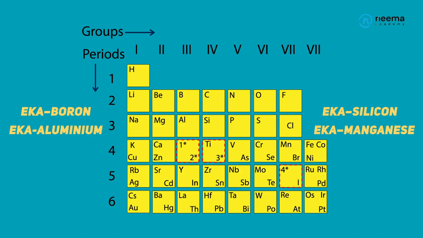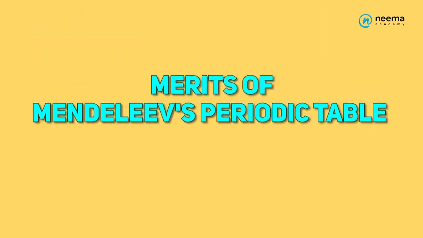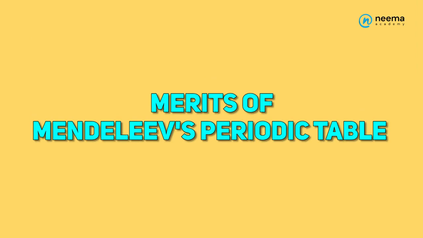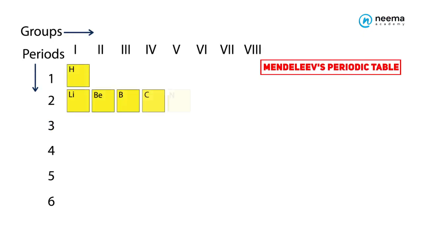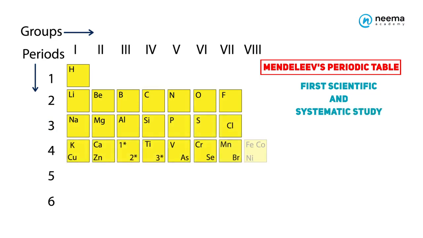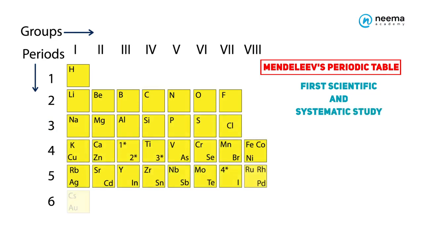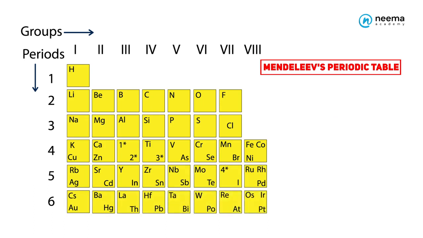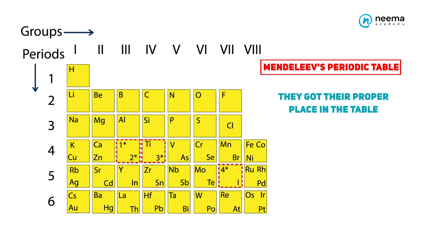After describing Mendeleev's periodic table, I'm going to tell you the merits of Mendeleev's periodic table. 1. Mendeleev's periodic table was the first scientific and systematic study of all known 63 elements, so it made the study of elements easier and systematic. 2. In Mendeleev's periodic table, there were many gaps for undiscovered elements. After their discovery, they got their proper place in the table.